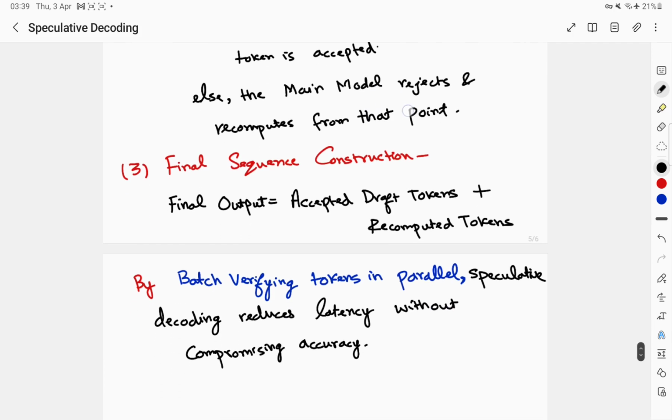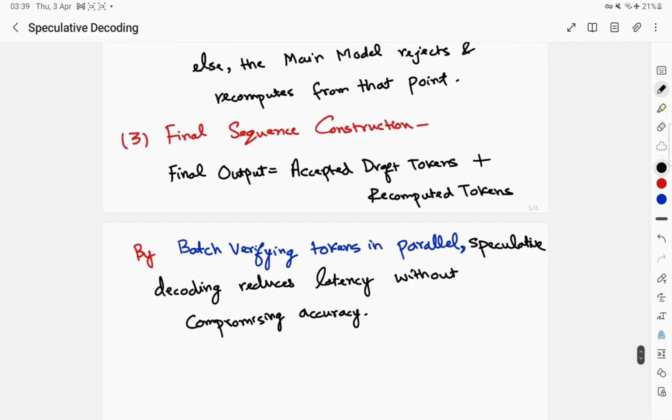And finally, the final sequence construction would be a sum of your accepted draft tokens, that is, the tokens which were generated by the draft model and accepted by the main model, plus the recomputed tokens. By doing this batch verification of tokens in parallel, speculative decoding reduces the latency by a significant margin without compromising on accuracy. And that's how this entire thing works. This is a very simple and intuitive explanation. Like I mentioned, there is an entire research paper on this particular subject, so feel free to check that out.